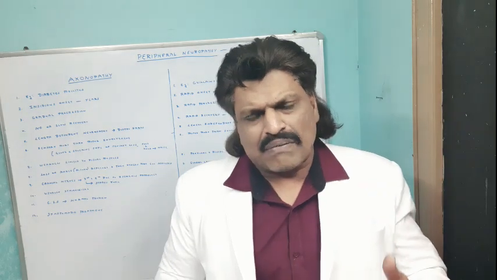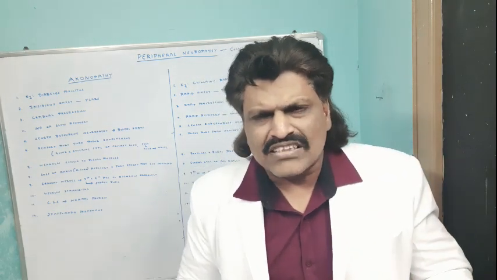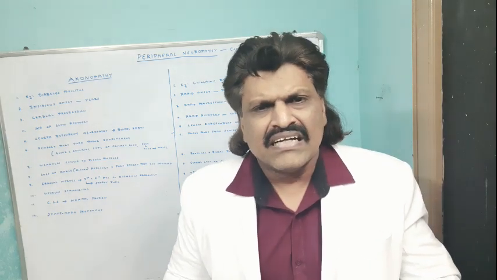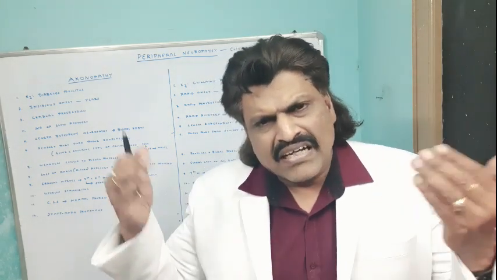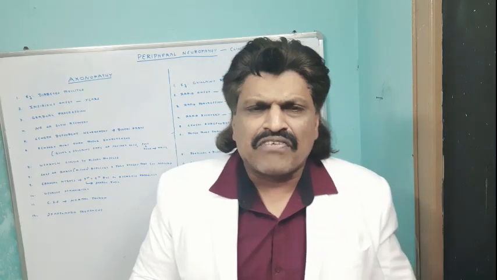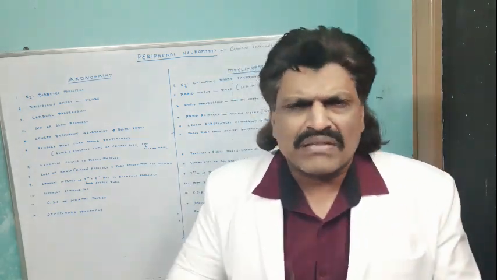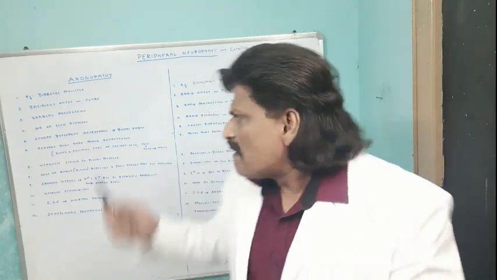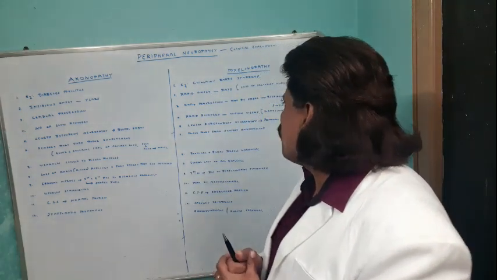In axonal neuropathy, for example diabetes or toxins, the progression is gradual. As I said, it will take months and years. In fact, diabetic neuropathy, diabetes affecting the peripheral nerves and causing an axonal type of neuropathy, takes years to become clinically manifest. But in demyelinating neuropathy, the progression is very rapid.